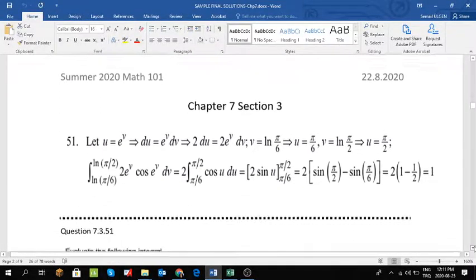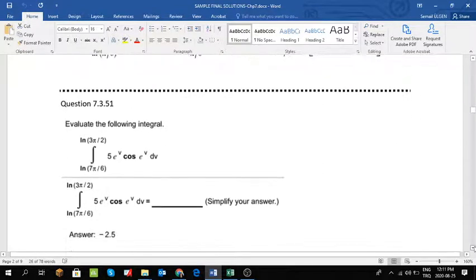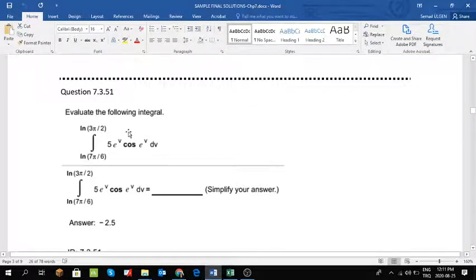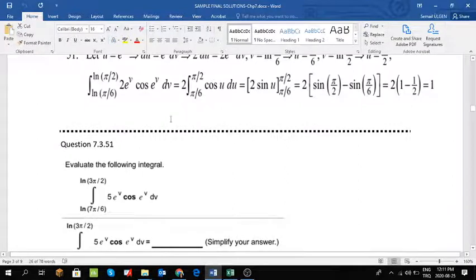Alright, there's another question. This is section 3, question 51. Evaluate the following integral. This integral we have the limit boundaries here, a to b, these values, 5e to the v cosine e to the v dv, and we can use substitution here. And let's see how we are going to do that. There's a similar one here, 2e to the v cosine e to the v dv, very similar. The boundaries are different, as you would see.